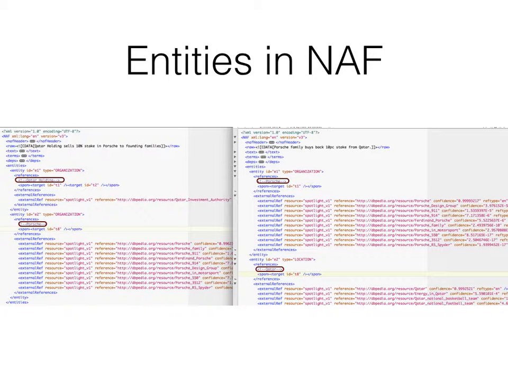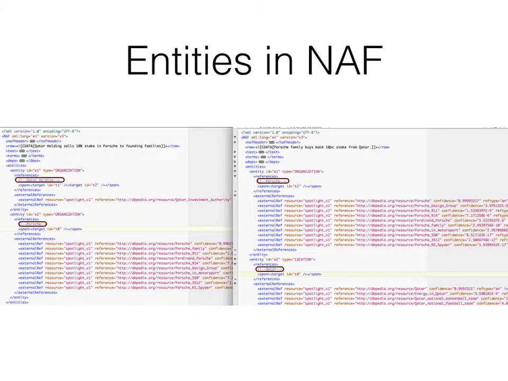Entities in NAF are XML elements, as shown here for Qatar Holding and Porsche for the two examples side by side. Entity elements have a type attribute, a span element that ultimately resolves to the strings in the text, and possibly external references to DBpedia. In this case, the external references are created by the DBpedia Spotlight program, which also assigned confidence scores to each alternative.